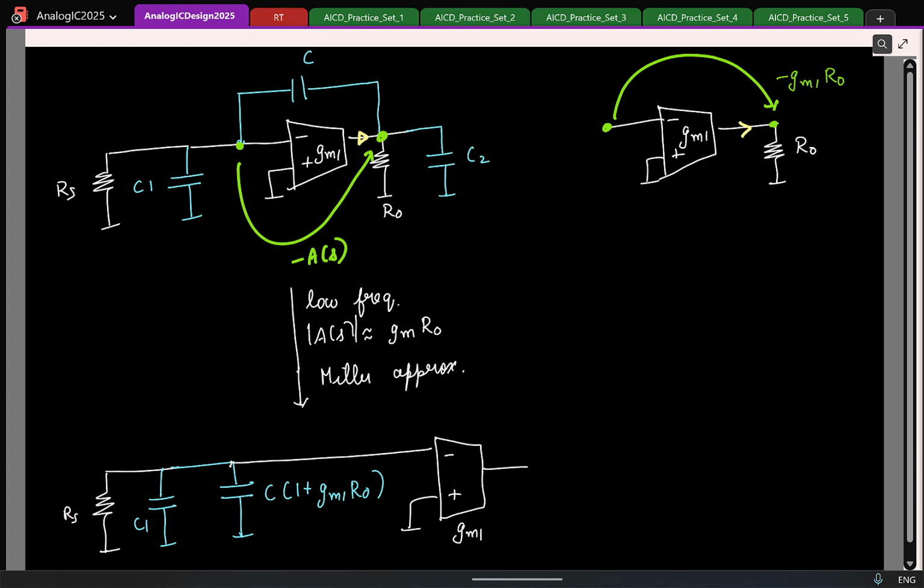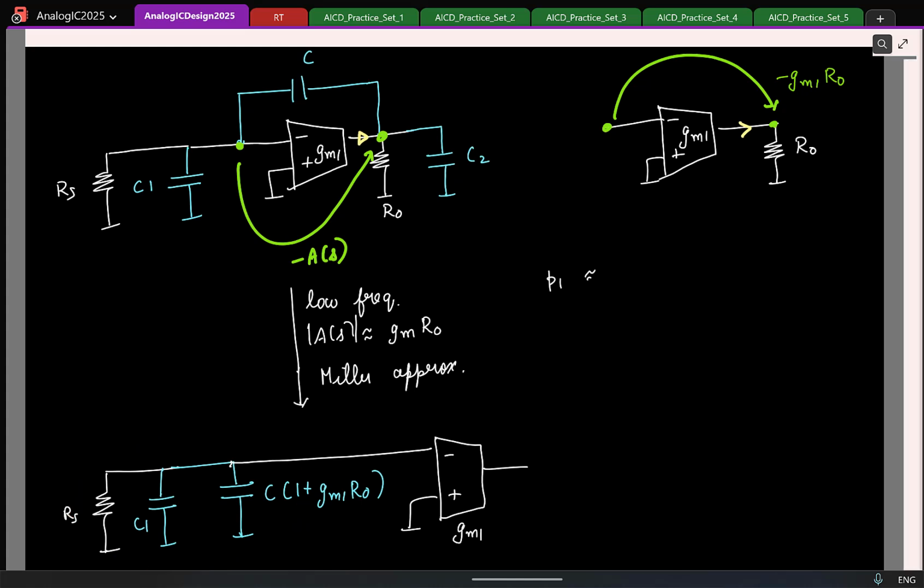So what will be the pole associated with that RC section? Yeah, we'll write it as conductance by capacitance. The conductance is how much? By capacitance, which is C1 plus C into 1 plus Gm1 R naught.